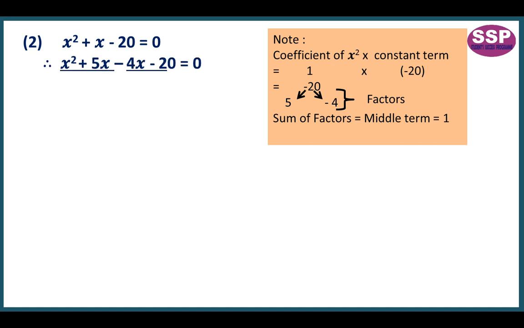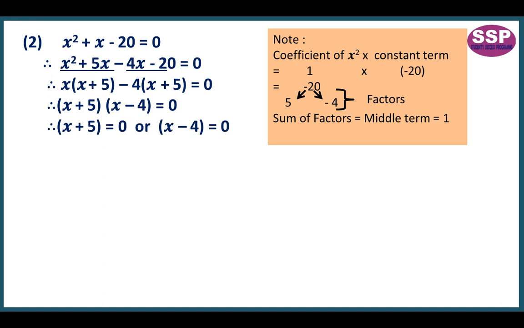Therefore x square plus 5x minus 4x minus 20 equal to 0. Now take x common from the first two terms, we get x into (x plus 5), and minus 4 is common from the next group, we get minus 4 into (x plus 5) equal to 0. Now take common x plus 5, we get (x plus 5) into (x minus 4) equal to 0. Now the product of two brackets is equal to 0, that means the value of one of the brackets is equal to 0. Therefore x plus 5 equal to 0 or x minus 4 equal to 0. Therefore x is equal to minus 5 or x equal to 4.